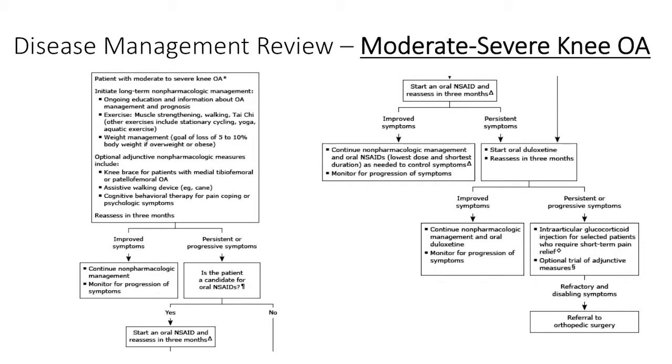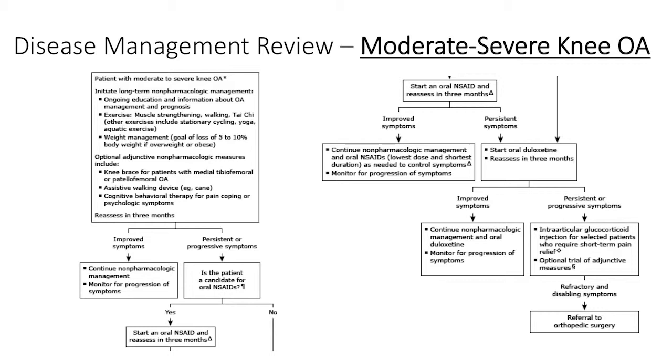So again, the treatment for moderate to severe: exercise, weight loss, considering a brace for more active patients, cane or walking stick for older patients, cognitive behavioral therapy for coping skills. If that isn't working, then anti-inflammatories, either topical or by pill. If that isn't working, then considering Tramadol or Duloxetine.